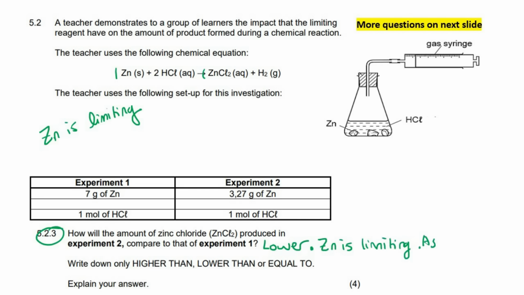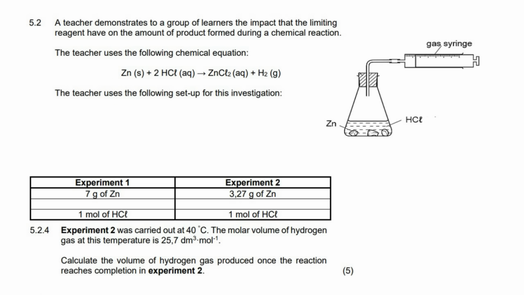So we say as experiment 2 uses less zinc, then it means less zinc chloride will form. This question says that experiment 2 was carried out at 40 degrees. The molar volume of hydrogen, so the molar volume, is 25.7.